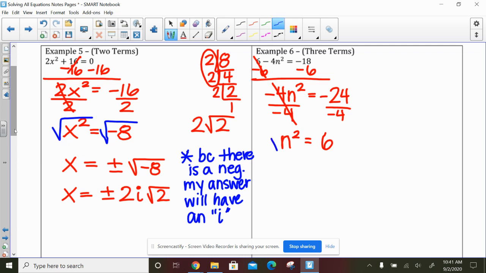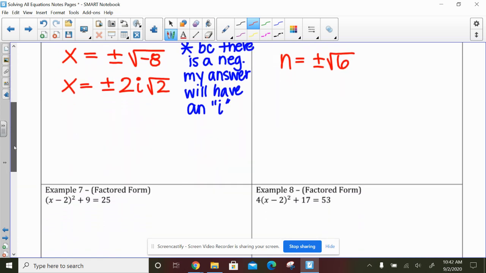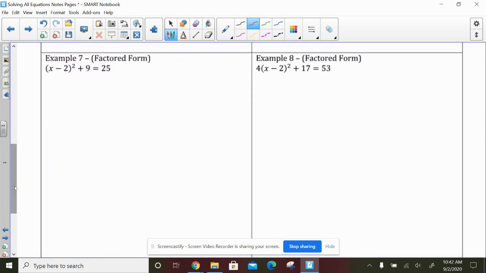Then I want to take the square root of both sides. So I'll take the square root here. I'll get n equals positive, negative, square root 6. 6 cannot be simplified, therefore that is your final answer. Okay, so let's take a look at number 7.